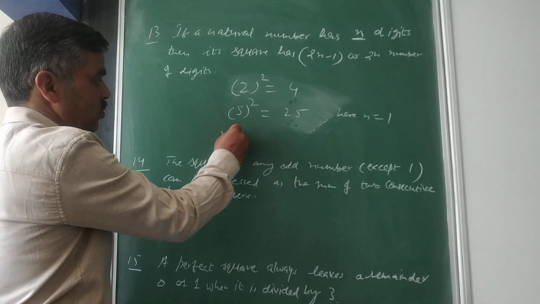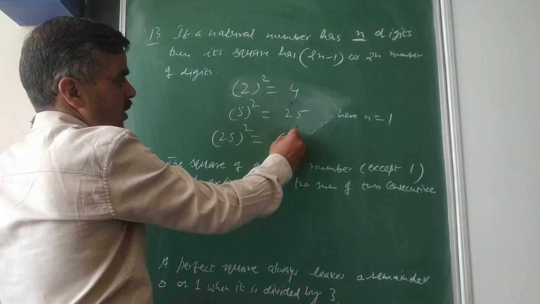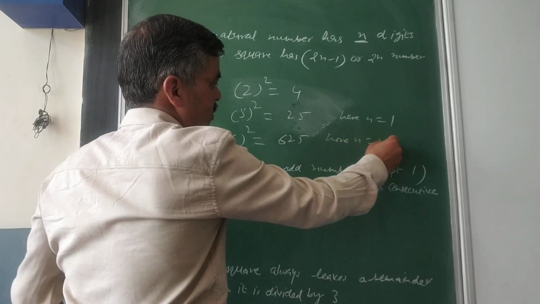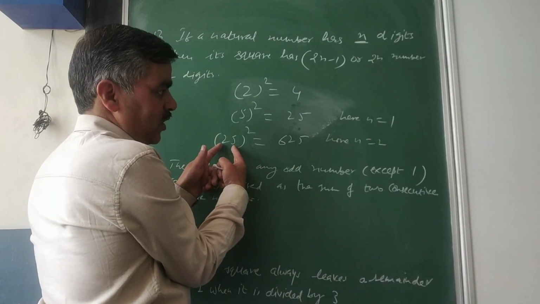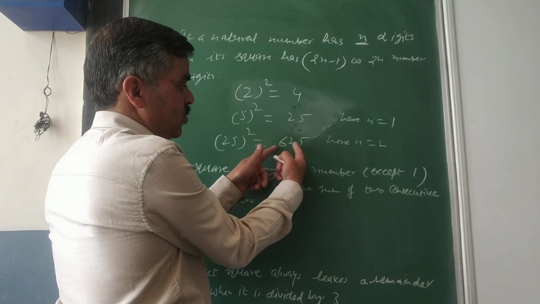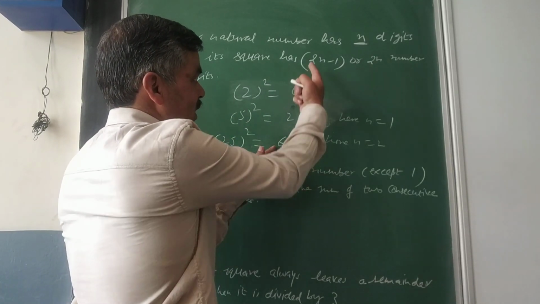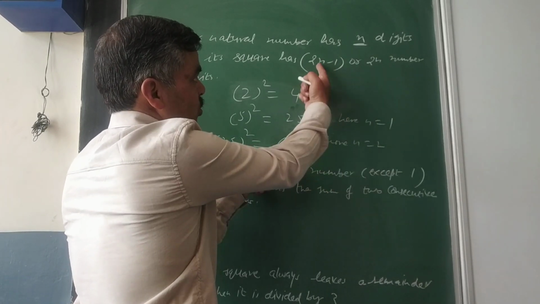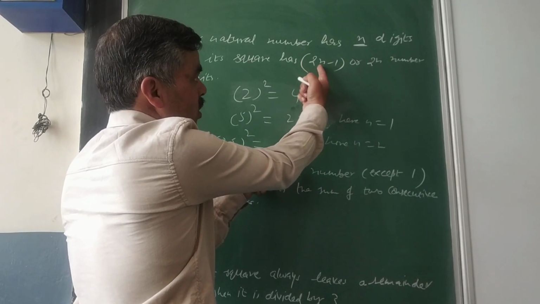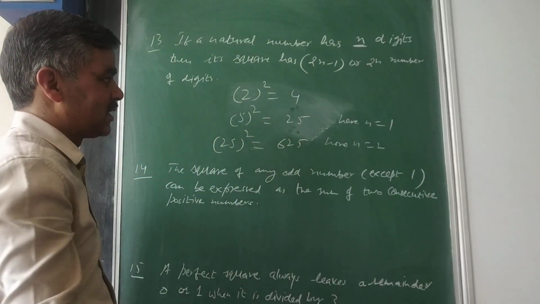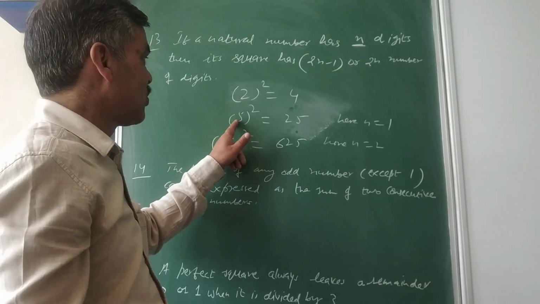Suppose you are taking the square of 25 now. What happens? 625. So what is n equal to? Here n is equal to 2 because 2 digits are there in 25. So when I take the square of 25, it becomes 625. 625 is lying in the form of 2n minus 1. If you substitute n equal to 2 here, what happens? 2 2s are 4, 4 minus 1 is equal to 3. So how many digits are there? 3 digits are there.